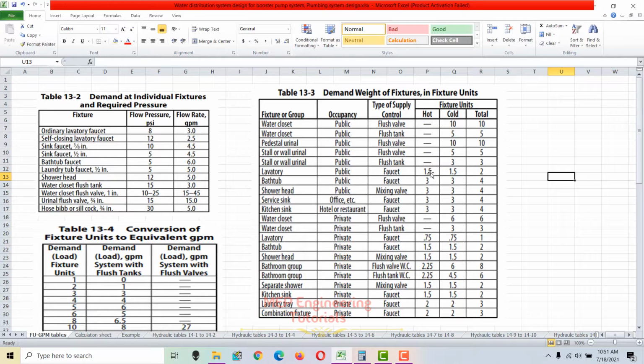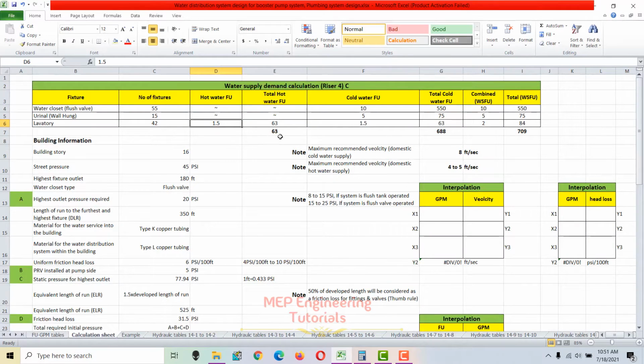If you see here, the hot water is 1.5, cold water is 1.5, and total fixture unit value is 2. So we will write here hot is 1.5 fixture unit, cold each fixture unit is 1.5, and combined is 2. So 1.5 into 42, you will get the total hot water fixture unit, that is 63. And 42 into 1.5 is the cold water fixture unit, so total is 63 as well. And for the combined, we have 2, so 42 into 2, you will get 84 total fixture units.